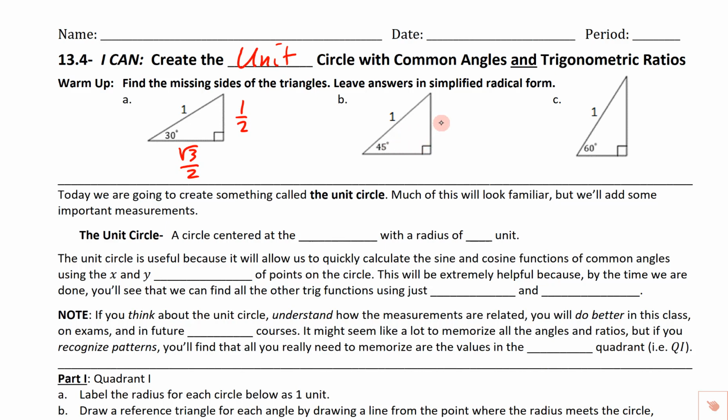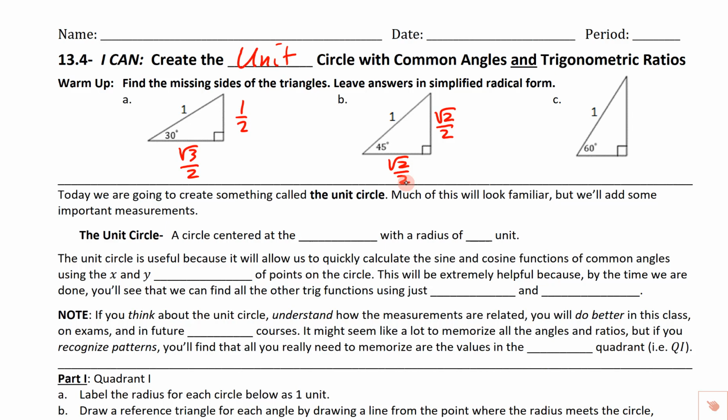Dane, I need you to give me one of these legs. Samara, can you help him out? No, I completely forgot. Crew? Radical 2 over 2. Okay. Dane, now can you give me the other leg? Radical 2 over 2.